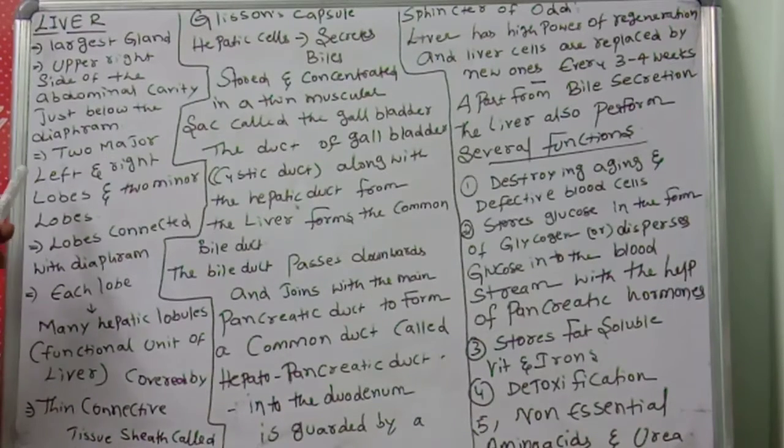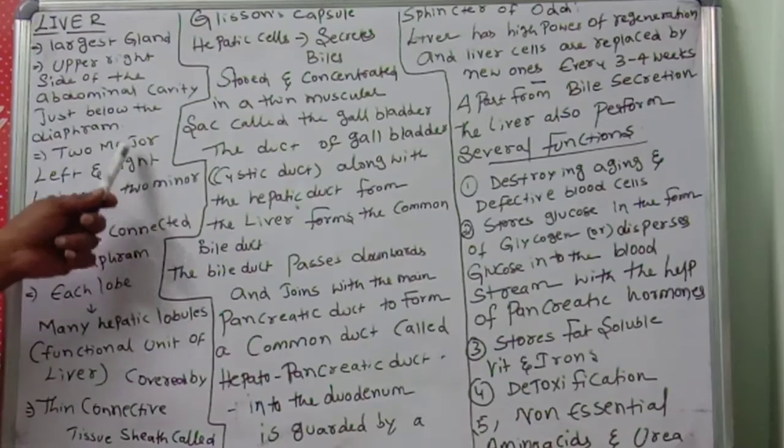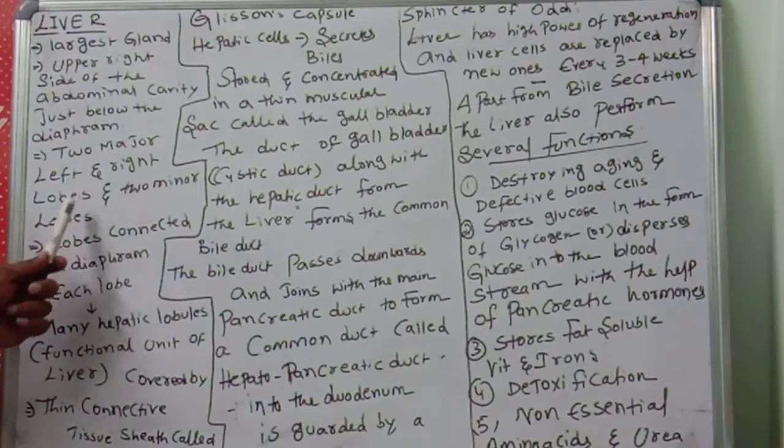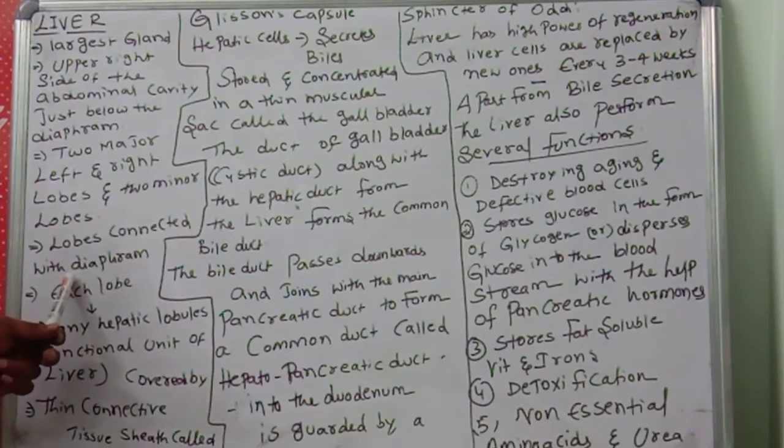The liver consists of two major left and right lobes and two minor lobes. These lobes are connected with the diaphragm. Next, each lobe has many hepatic lobules.